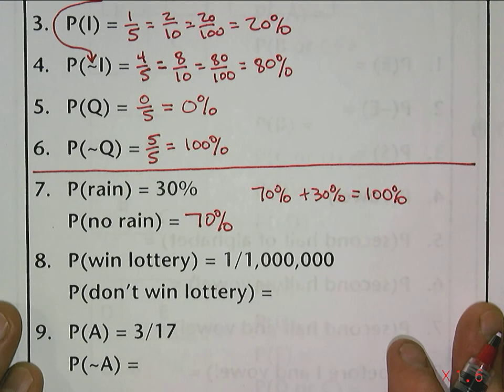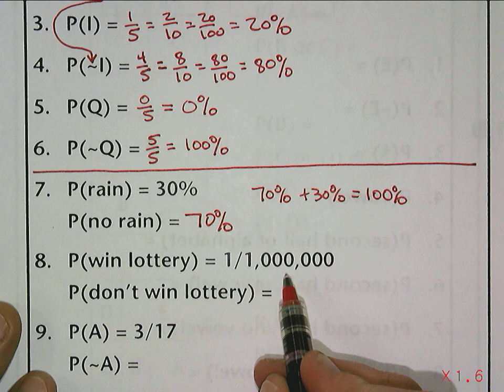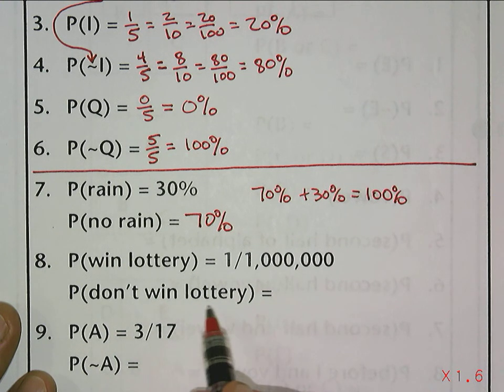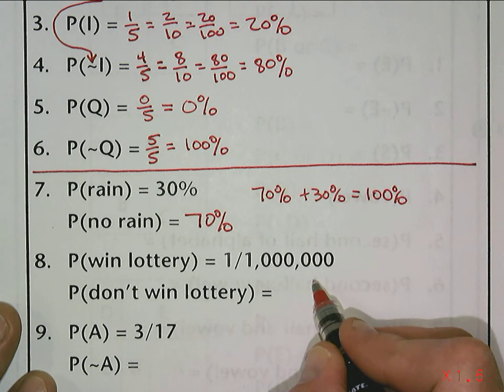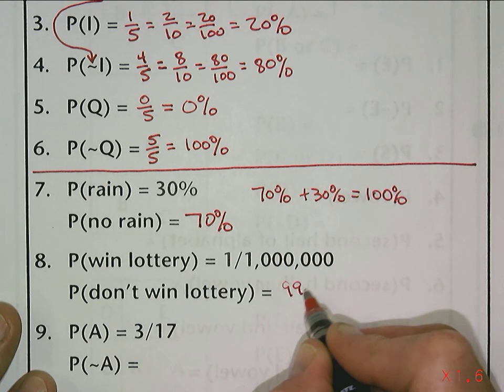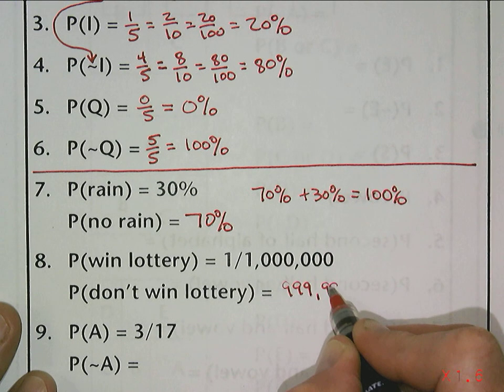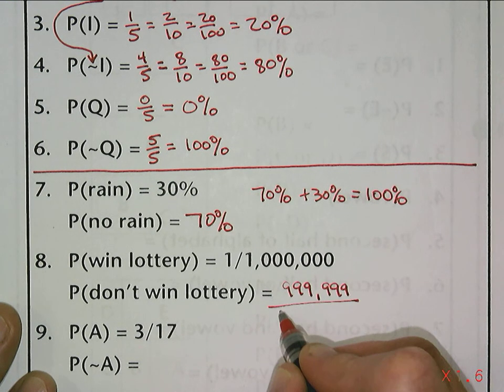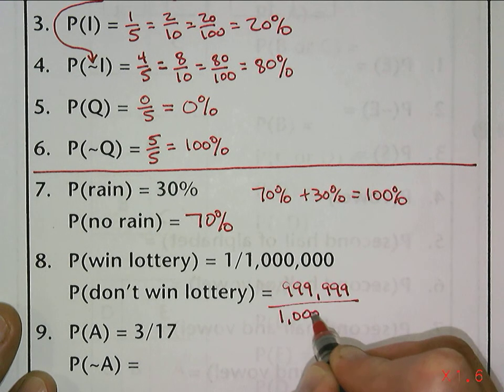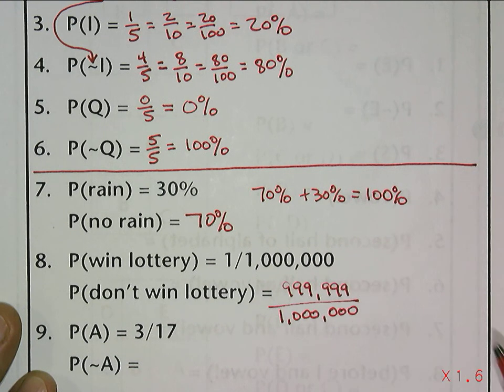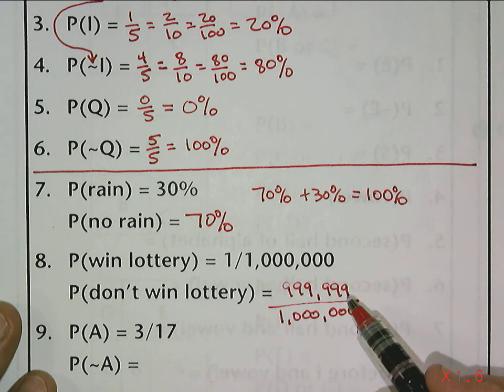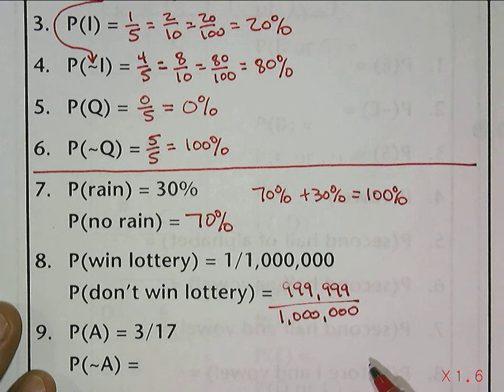So if the probability of winning the lottery is 1 in a million, that means the probability that you don't win the lottery is all the rest, or 999,999 out of 1 million. So it doesn't look like you have a very good chance of winning the lottery if there's a 1 in a million chance of winning. These are all the chances you have of losing.